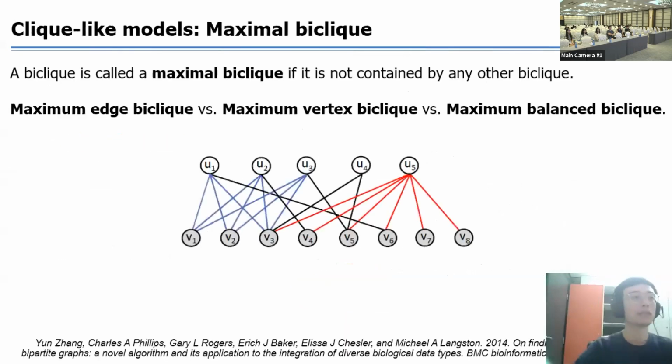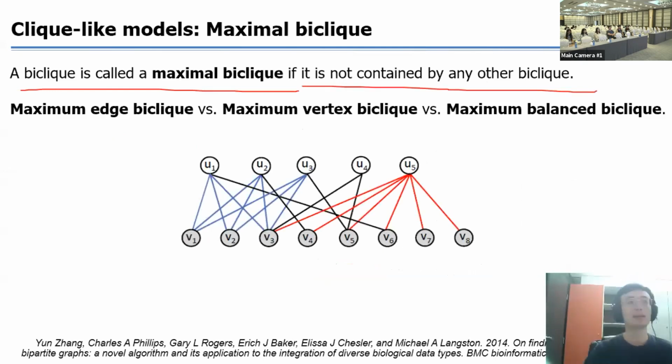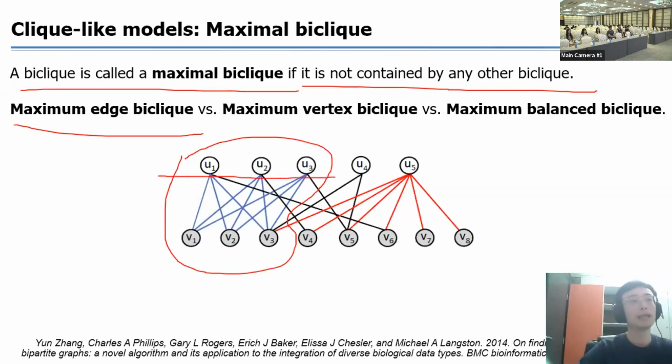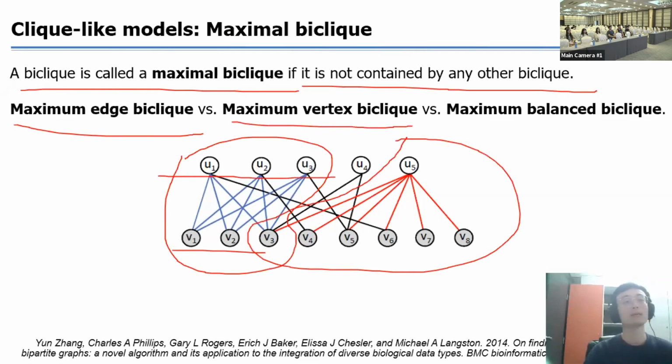On bipartite graphs, the biclique is a complete bipartite graph, and a biclique is called a maximal biclique if it is not contained by any other bicliques. Beyond this, we also have the definitions of maximum edge, maximum vertex, and maximum balanced biclique. For example, in this figure, this subgraph is the maximum edge biclique because it contains the maximum number of edges. It is also the maximum balanced biclique because it contains the maximum number of equal vertices in two different vertex layers. And also, this biclique is the maximum vertex biclique because it contains the maximum number of vertices.